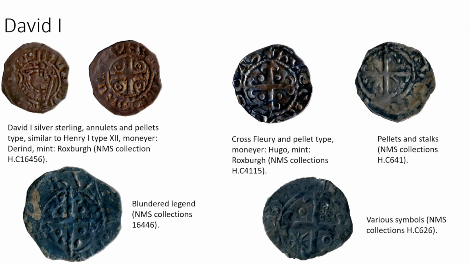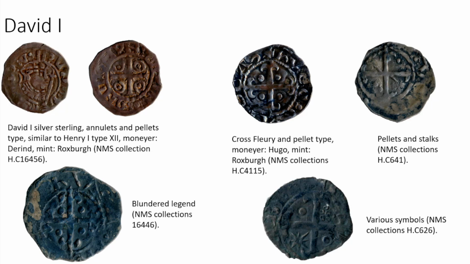On this slide, I've got numerous examples of this cross fleury type. So this was his main type. It was minted at Carlisle, Berwick and Roxburgh, and also smaller mints at St Andrews. And the sole specimen from Aberdeen was this cross fleury type. As we can see from the examples on the slide, it's not just pellets we have in the angles. We also have various different combinations of symbols.